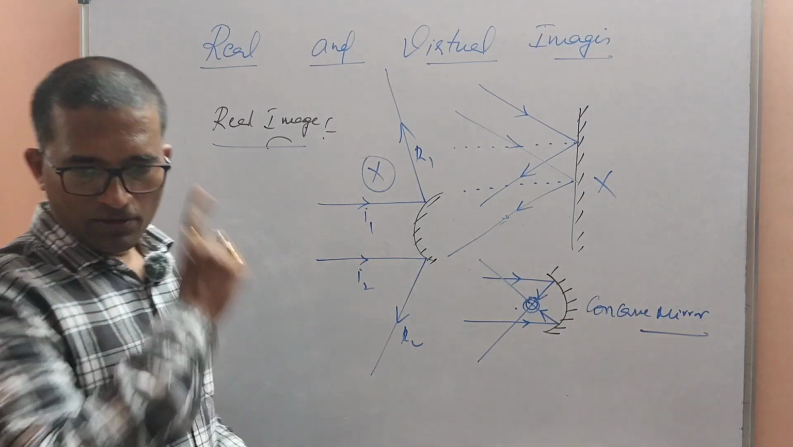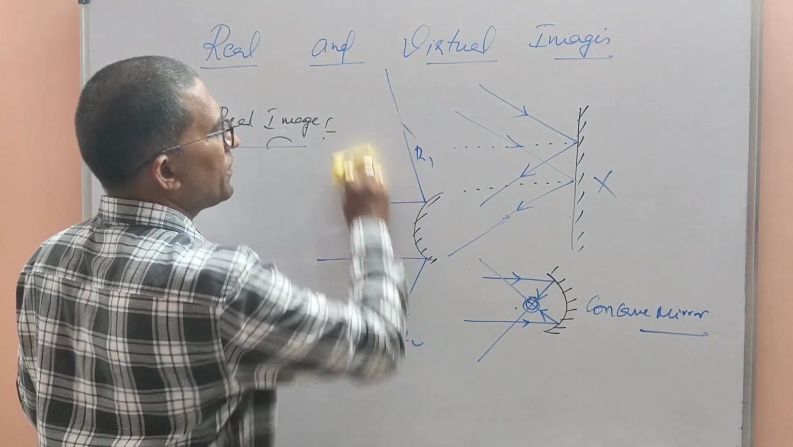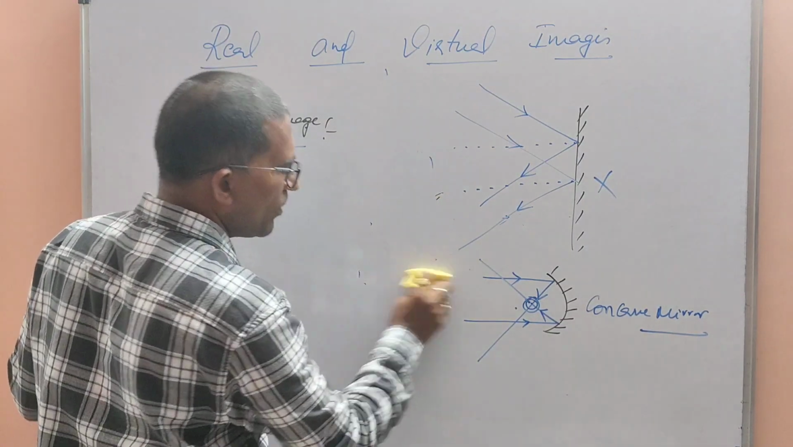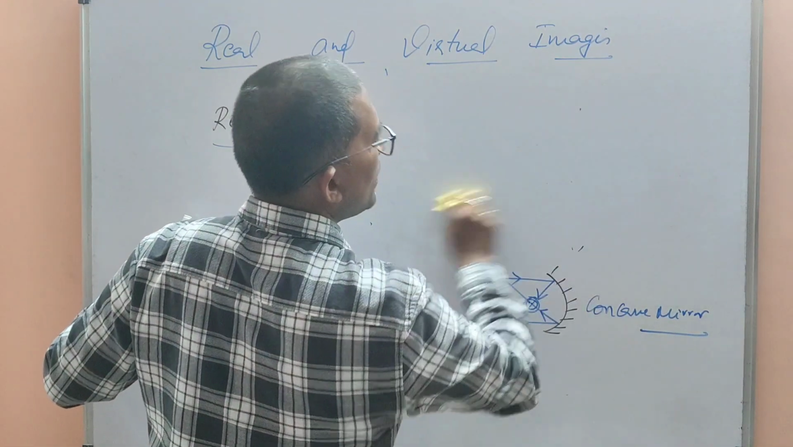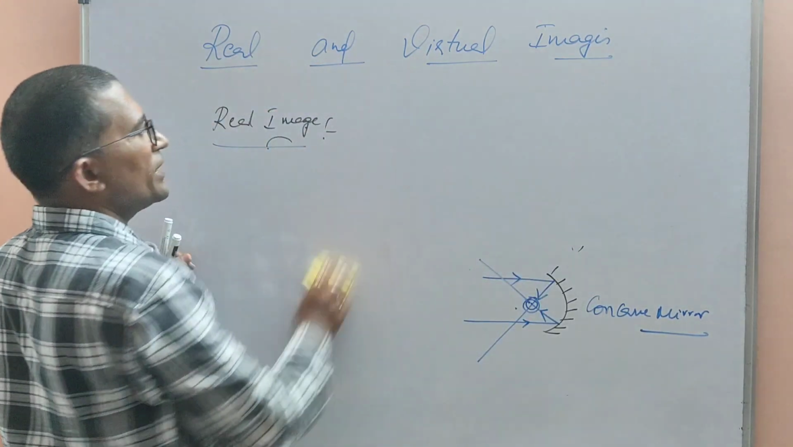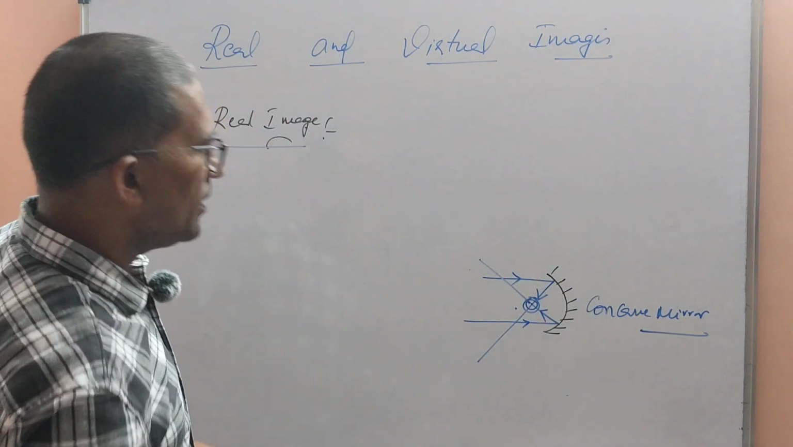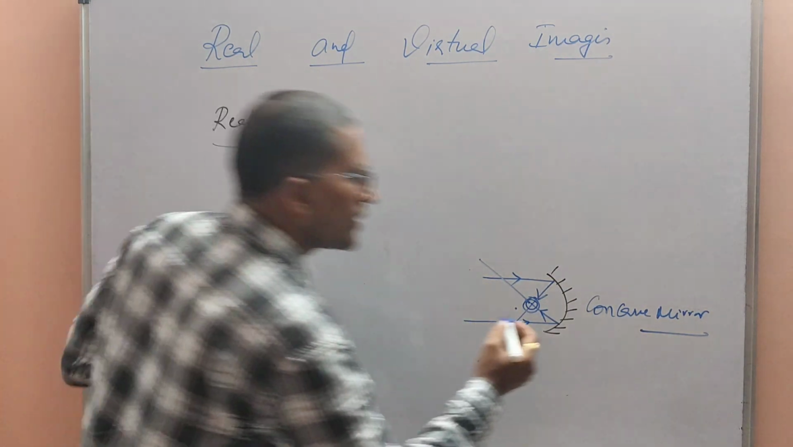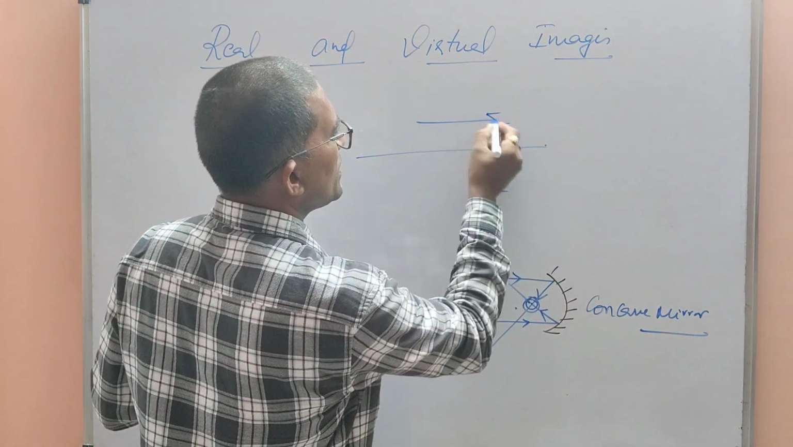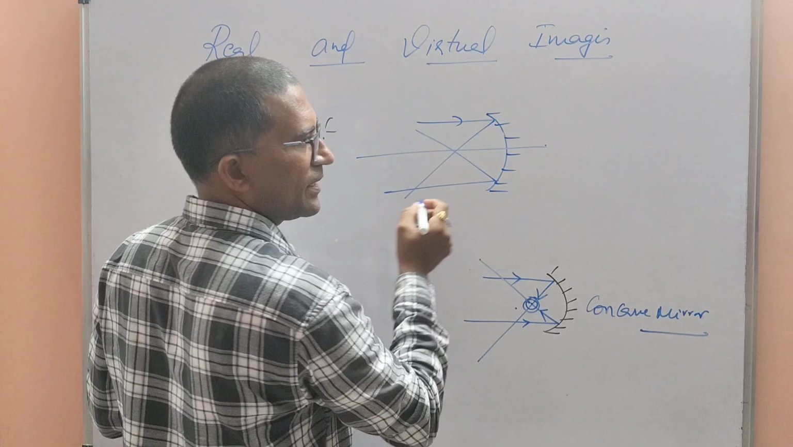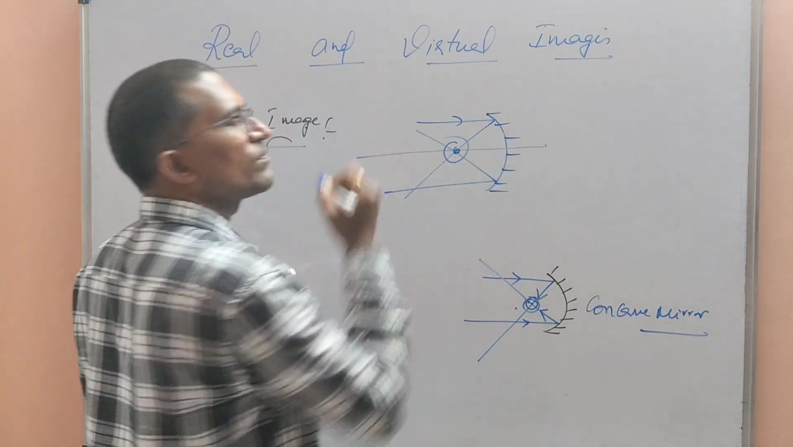Now, one more point. The first point, I think you remember, is that real images are the type of images which are formed when the reflected light rays are going to converge. As the reflected light rays converge in front of the mirror, the real image will be formed on the screen. If you place one screen in front of this concave mirror, now this is a concave mirror, this is the incident ray, this is the reflected ray, incident ray, reflected ray. So at a particular point here the image is formed. The image is formed in front of the mirror.